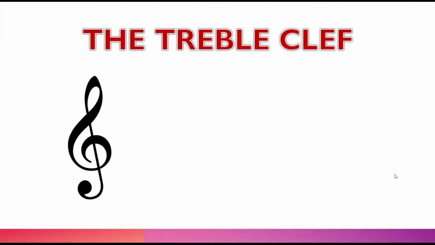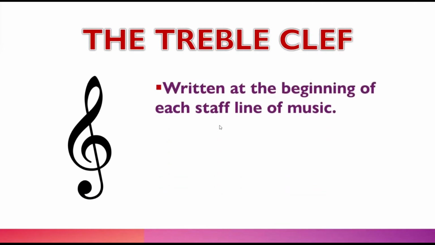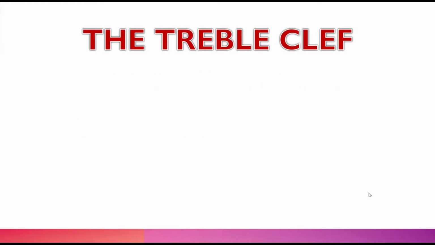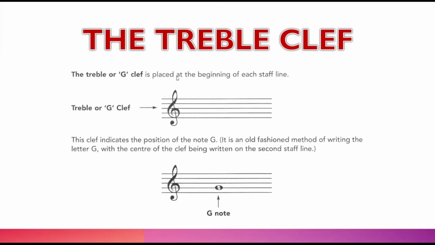The next thing that we're going to learn is the treble clef. These are some of the music symbols that we use to understand how to read music. So this is the treble clef. It looks very fancy, but it is written at the beginning of each staff line of music. It is also called a G clef because it indicates the position of the note G. So if this is the staff, you put the G clef there, and that becomes the G staff or the treble staff. And this is the staff that you're going to use in reading guitar music.